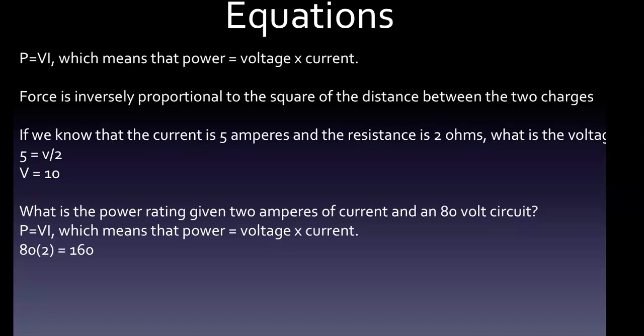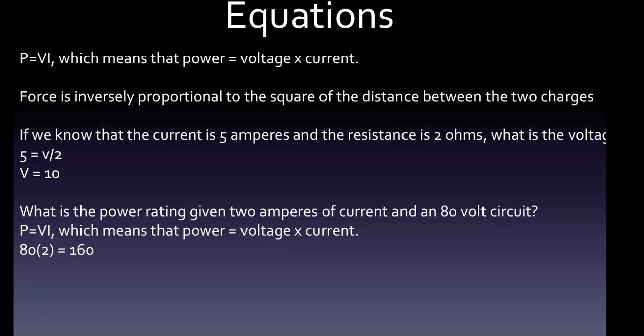For example, if we saw a problem and they told us the distance is tripled, we know the inverse of 3 is 1/3. But remember that the answer will be the inverse proportion to the square, so the inverse is 1/3, and then we have to square 1/3. 1/3 times 1/3 is 1/9. And so the force is 1/9.